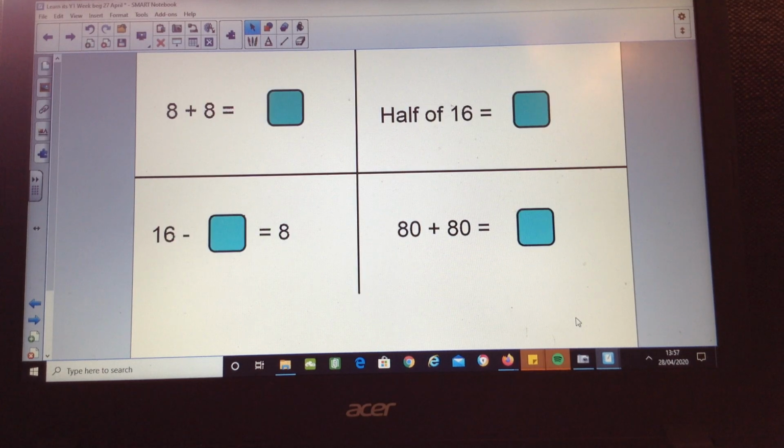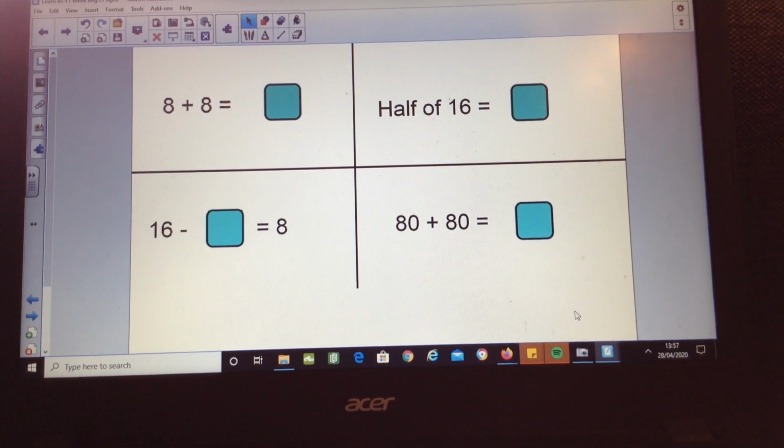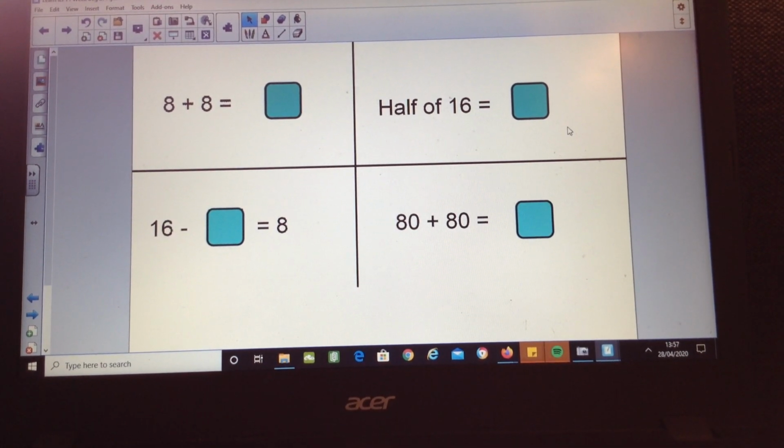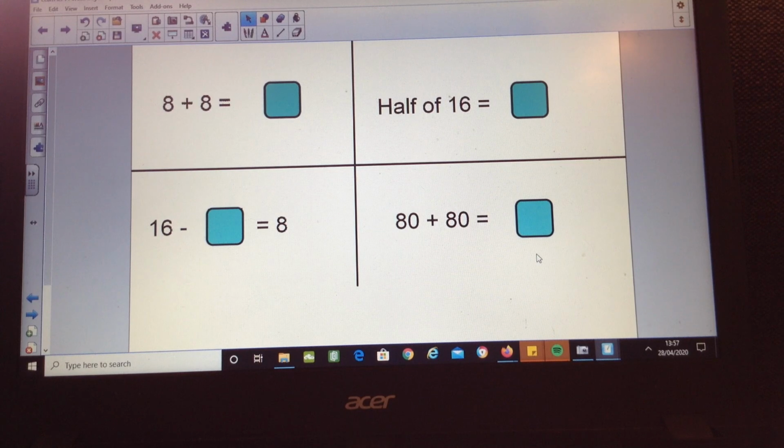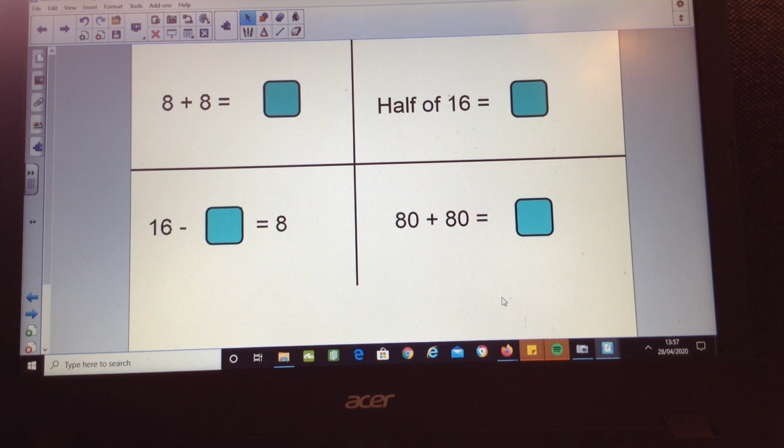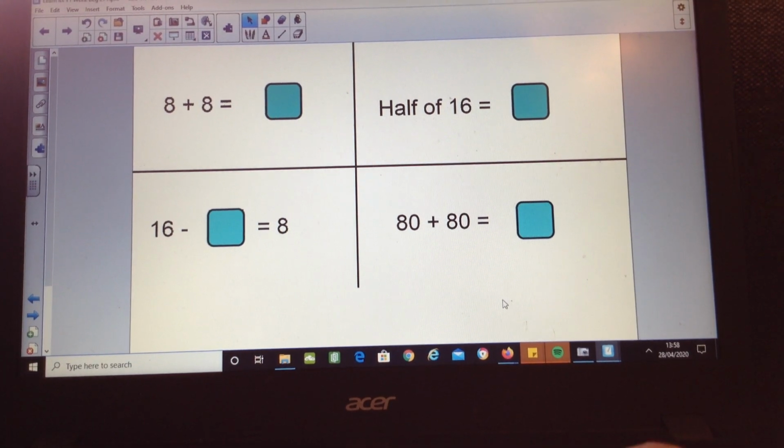Right, for the next challenge, it's where you have to give yourself 4 boxes. At school, we do that by dividing our board into quarters, don't we? But don't waste your paper, just make them quite small and come back to me when you're ready. So our questions are 8 add 8, half of 16, 16 take away what equals 8 in that box, and 80 add 80 equals what in that box. Pause the video, write down your answers and come back to me when you're ready.